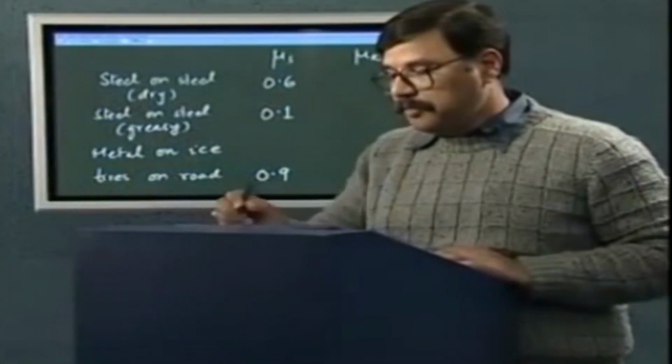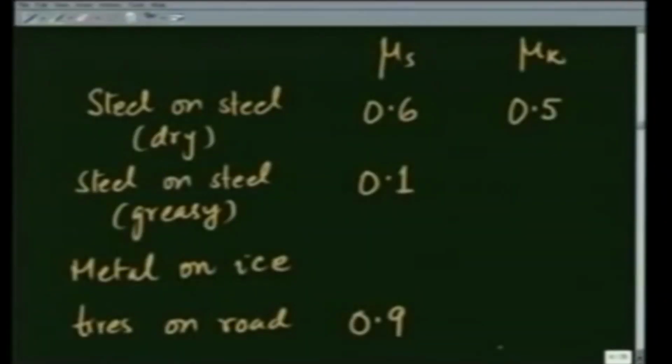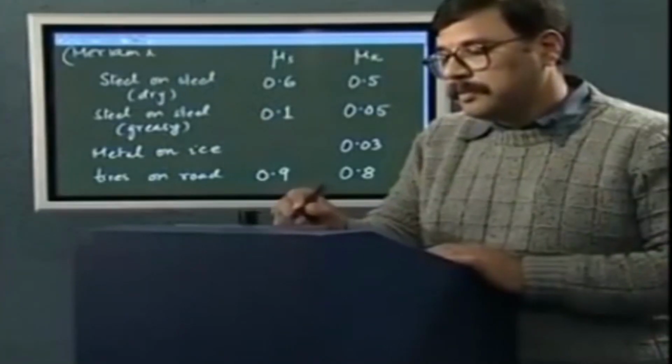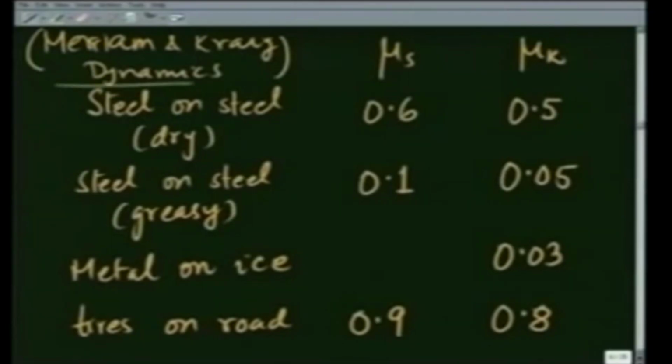The moment the body starts moving, steel on steel drops down to 0.5, steel on steel greasy drops down to 0.05. Metal on ice is about 0.03, almost frictionless. Tires on the road comes down to 0.8. I must give you the source of this. This is Meriam and Kraige, Dynamics. That's where I've taken these values from.